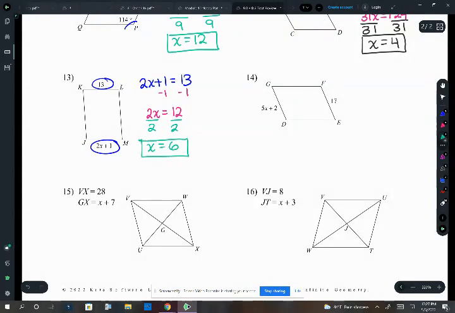If we look at 14, the same idea. They're across from each other, so we can set them equal to each other. So we have 5x plus 2 equals 17. We're going to subtract 2 from both sides. And then our last step again is to divide by 5.